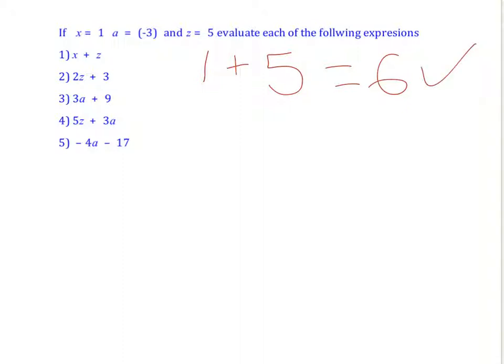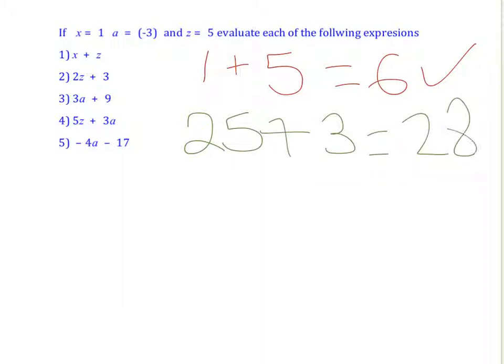Probably one of the biggest mistakes you see with this is in question number 2. It says 2z plus 3. A lot of people will write this: 25 plus 3 equals 28. This is, of course, incorrect. 2z doesn't mean 2 next to z. It means 2 times z, 2 lots of z, the same way when we say 2 apples and not 2 times apples.